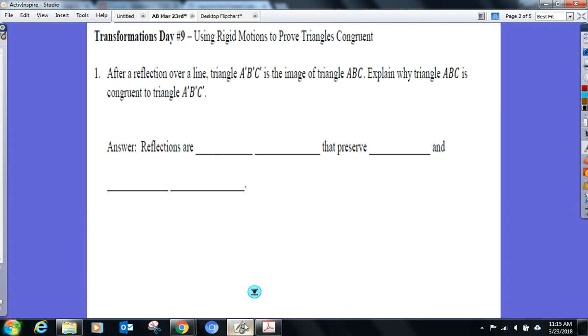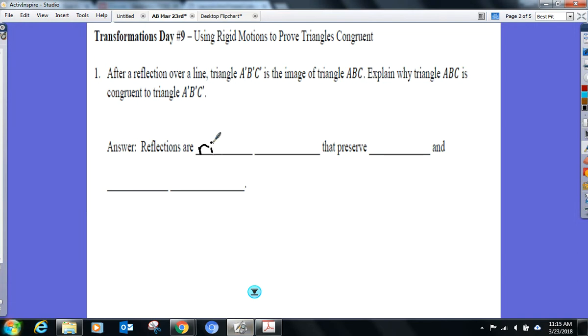After a reflection over a line, triangle ABC is the image, triangle A prime, B prime, C prime, image of ABC. Can you explain to me why triangle ABC is congruent? I'm going to give you a little template today on how to explain why they're congruent. All right? So do you think you can help me fill in the blanks? Reflections are rigid motions, yes.